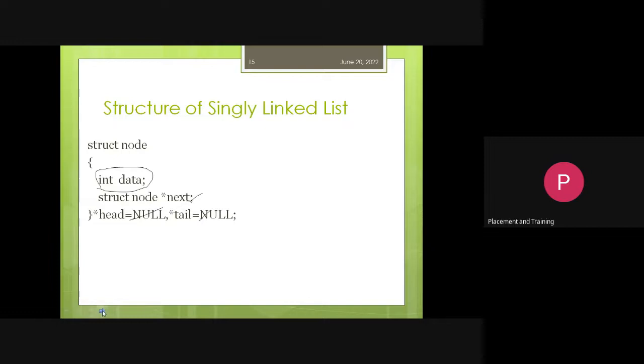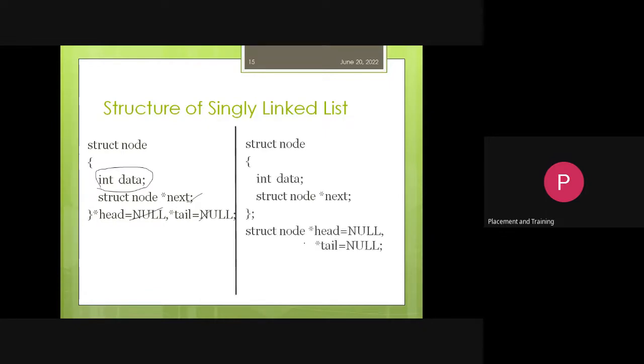That is the major difference between a linked list and an array. In an array, you'll be pointing only to positions or index values, whereas here we are going to point to address values. That is why we are using pointers. So this is one way of writing. The other way could be, after closing your structure, you can just declare these two pointers. So this is another way.